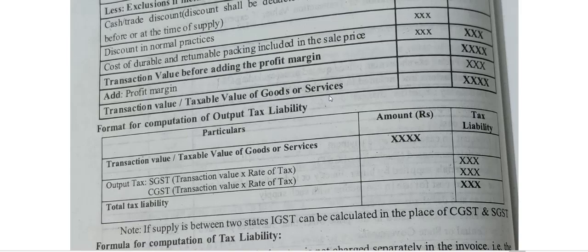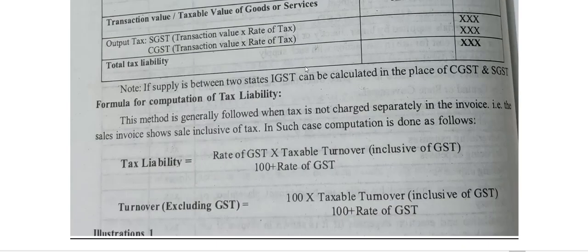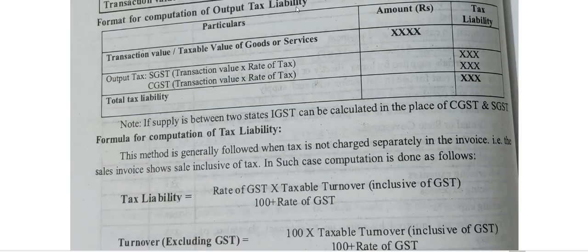So 3 names they might ask you in any name. Once again, transaction value, taxable value of goods or services, one more is assessable value. All the 3 are one and the same, children. Please don't differentiate, okay? Once you know the taxable value, very easy, you have to go for computation of output tax liability. What is the tax amount that you have to pay to the government?